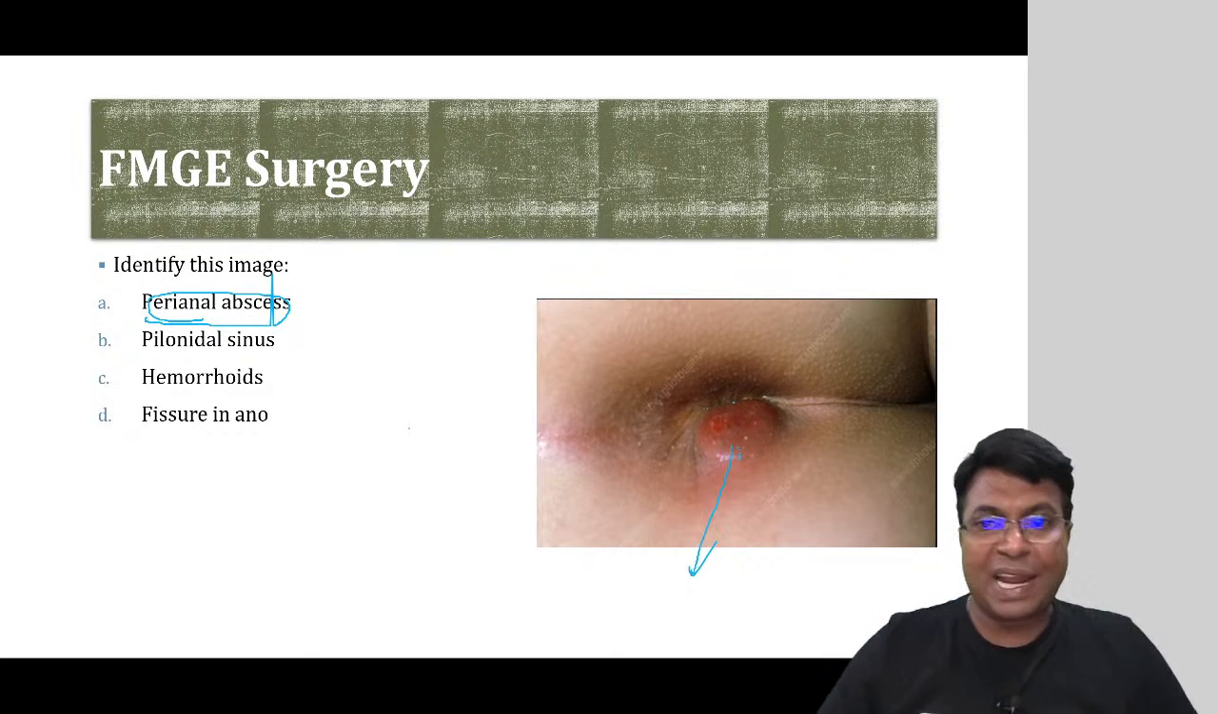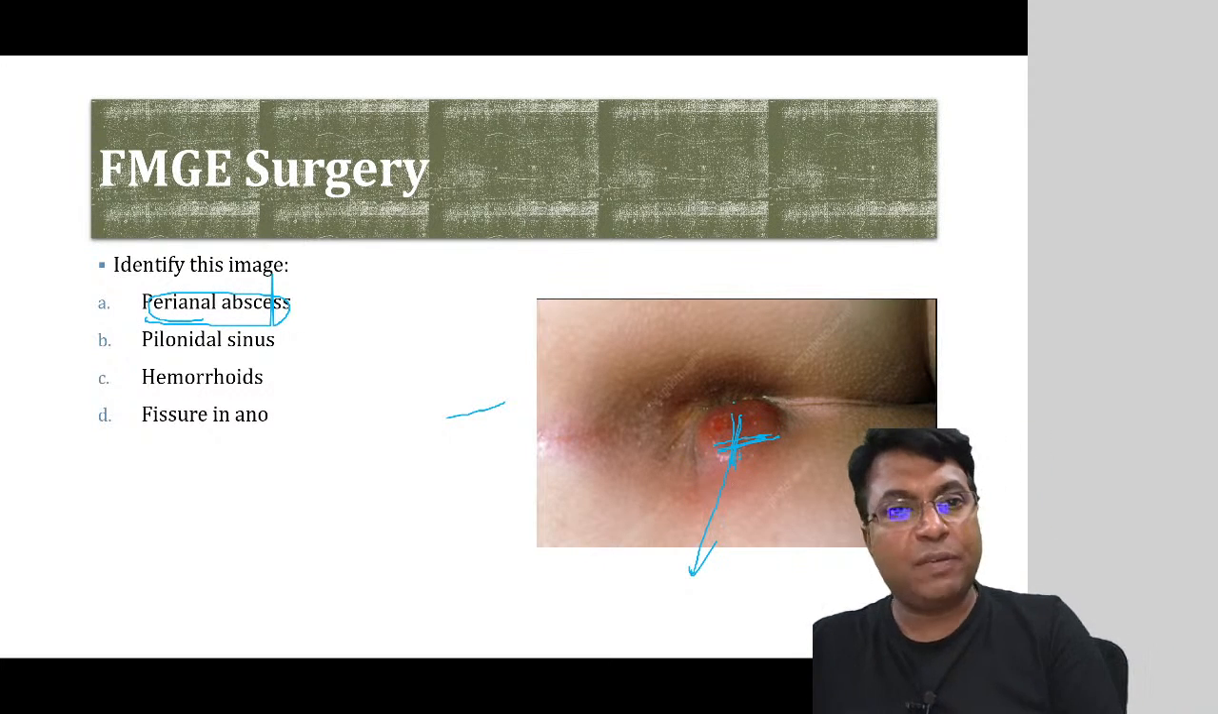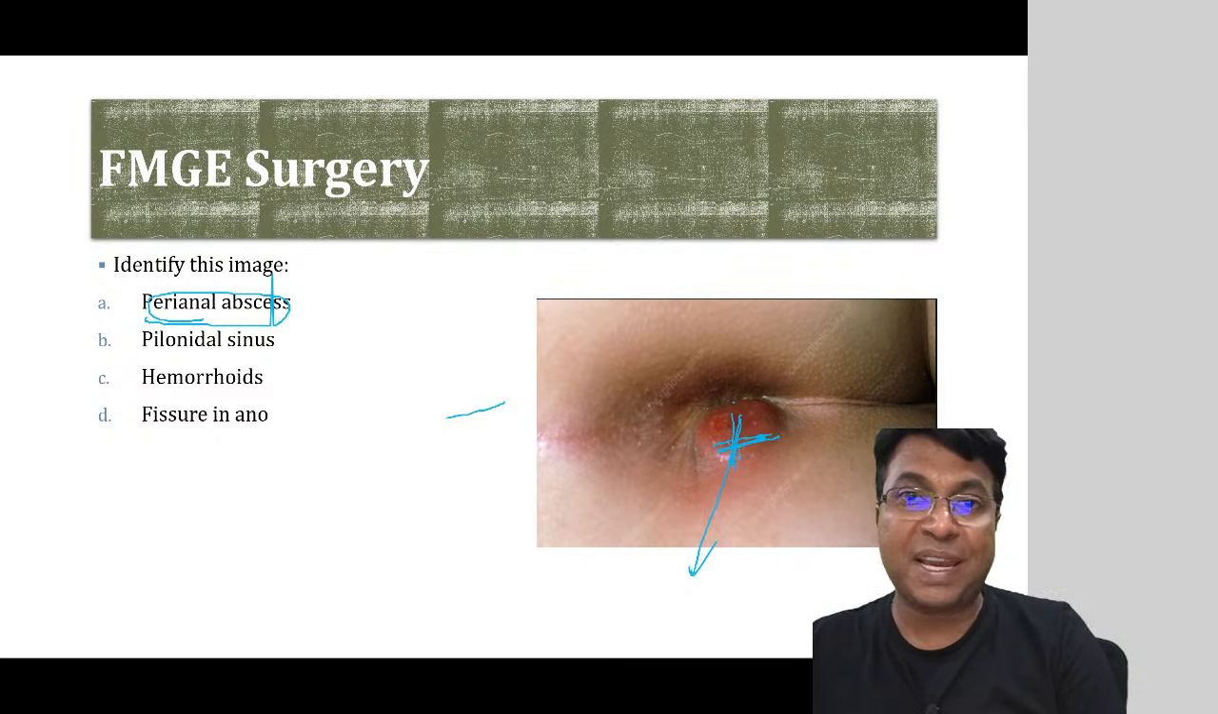So this is a case of perianal abscess. Immediately I should put a cruciate incision to drain this perianal abscess. In future, this perianal abscess can land up as a perianal fistula.